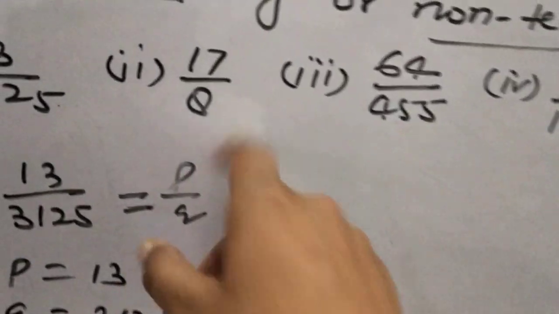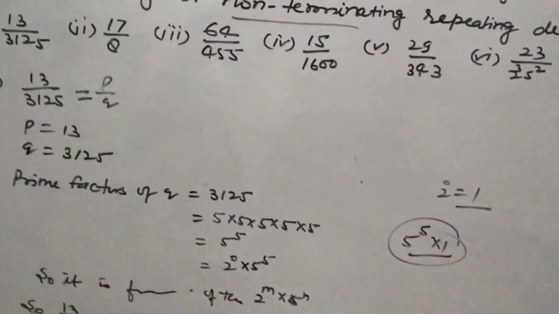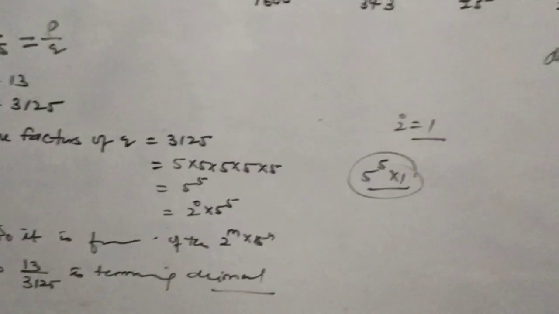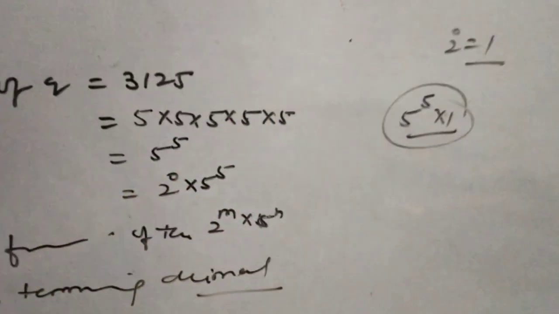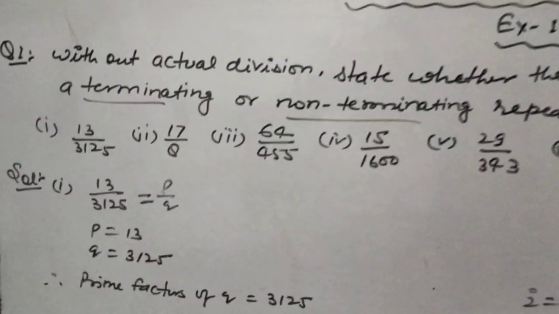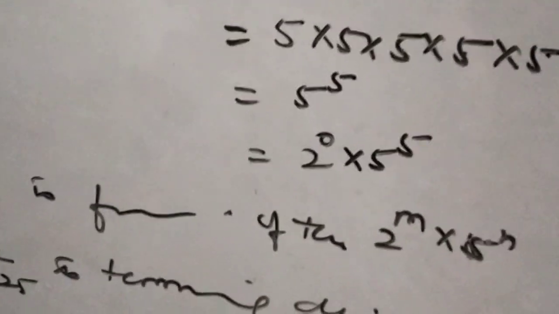So your second point, 17 upon 8. If you factorise 8, then you find 2 into 2 into 2. So you can write 2 to power 3 into 5 to power 0. So that is also in a terminating form. Okay students, solve these questions, these points, and wait for the next video. And your second question also depends on this question.